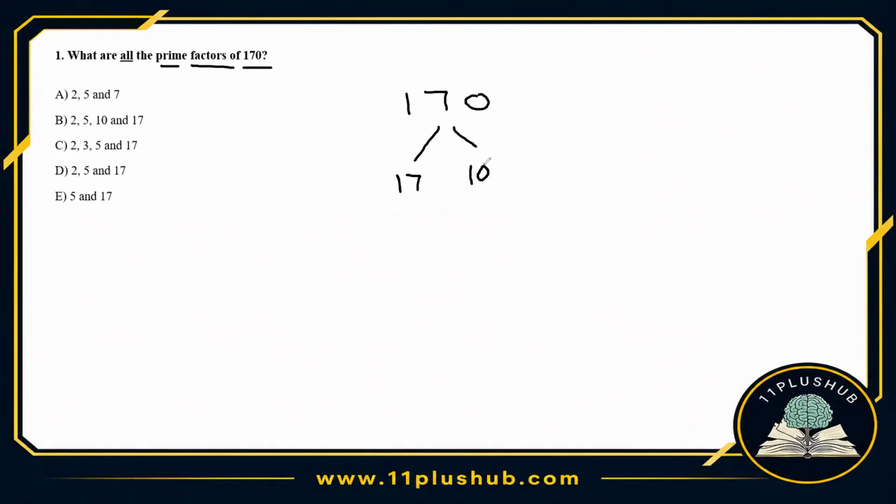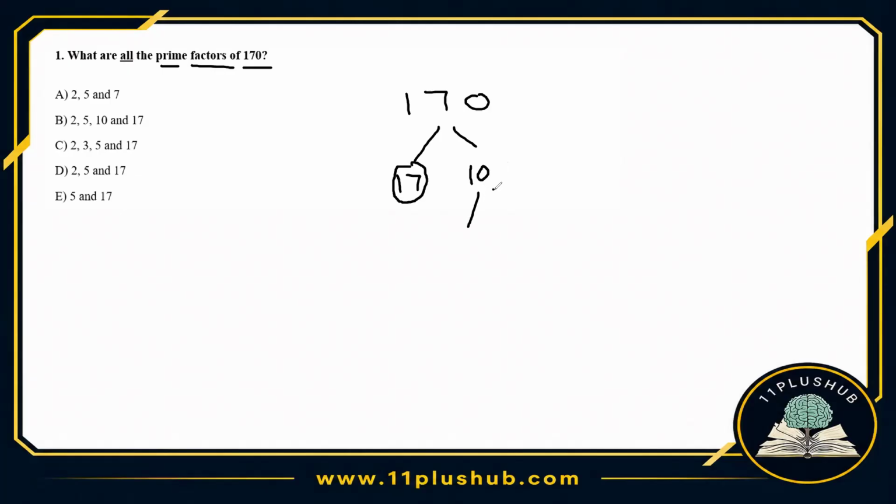Okay, now, are either of those prime numbers? If it is a prime number, what I do is I put a circle around it. Okay, now 17 is a prime number because it cannot be divided by anything besides itself and the number 1. Okay, so it's got two factors, 1 and 17. It has no other factors. That makes it a prime number. But the number 10 is not a prime number. It can be divided further by some other numbers besides itself and number 1.